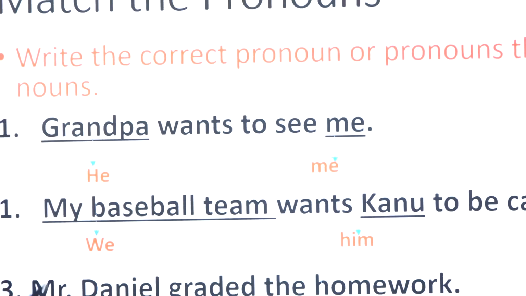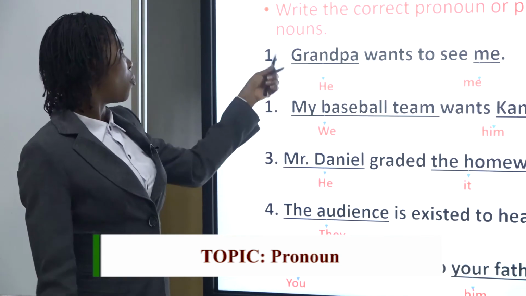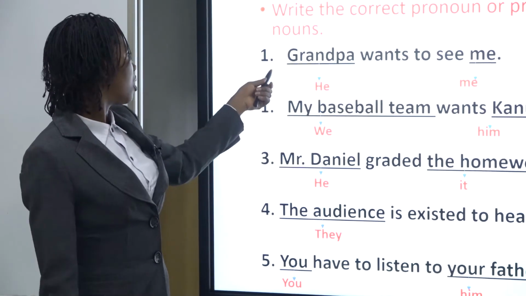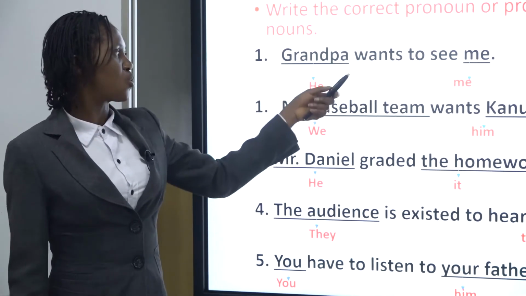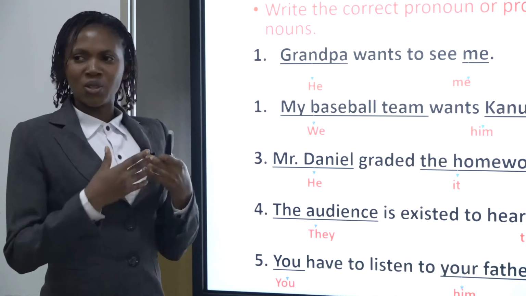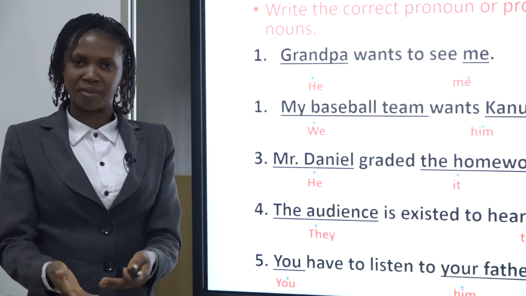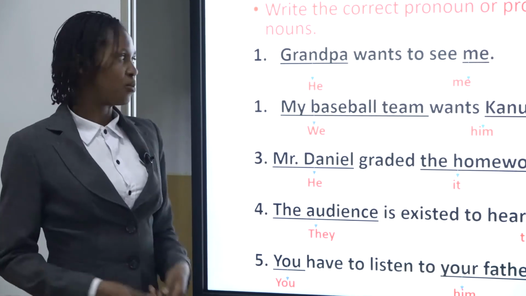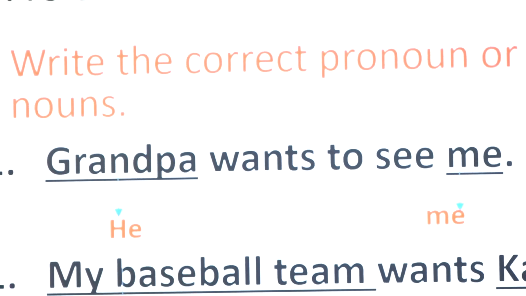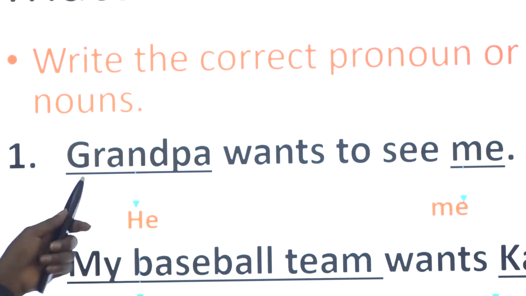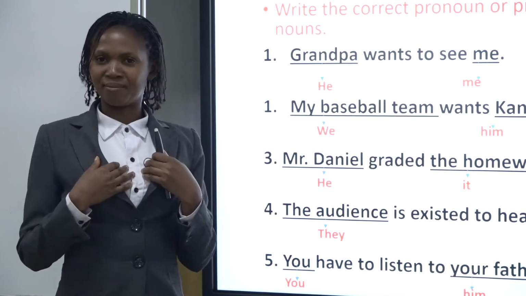Now we are going to practice some exercises based on the lesson that I learned. We are going to match the pronouns. For instance, Grandpa wants to see me. Now we are going to change the nouns in the sentence into pronouns. Grandpa is a noun. Me, is it a noun or a pronoun? Good. Me is a pronoun, meaning that you are not going to change it. The one I'm going to change, instead of saying Grandpa, we say he wants to see me.